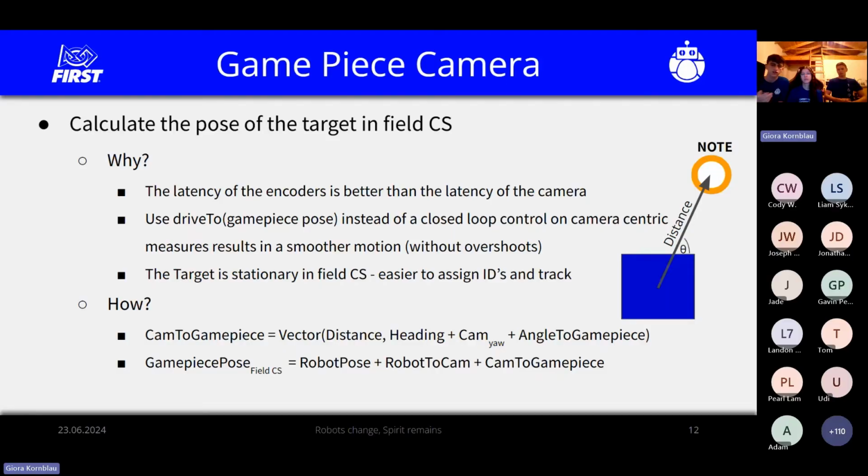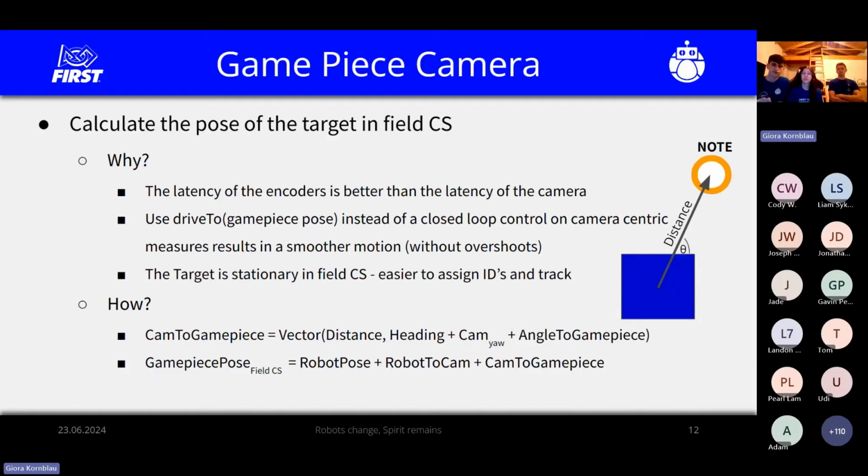and the angle to the game piece, for which we do a similar thing to the AprilTag calculation, and take the TX and project it onto the ground plane. For the game piece pose in field CS, we take the robot pose, add the robot-to-camera auto camera offset in X and Y, and add the cam-to-game-piece vector that we calculated earlier.